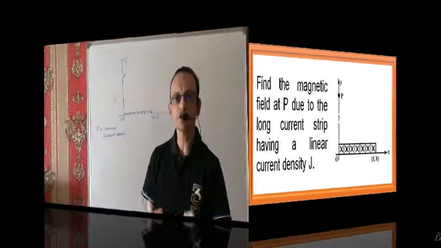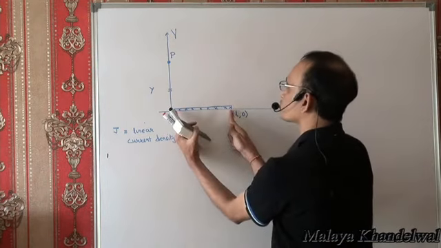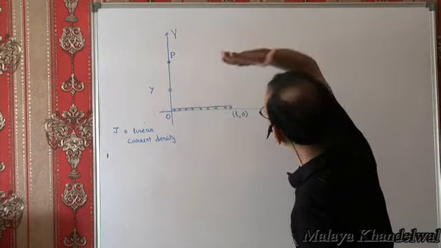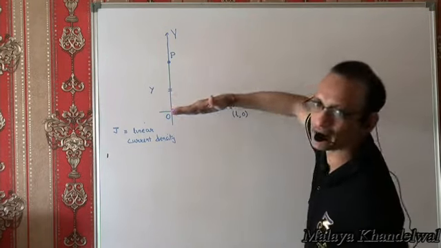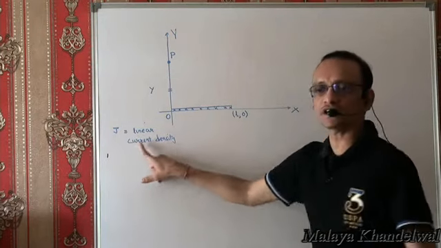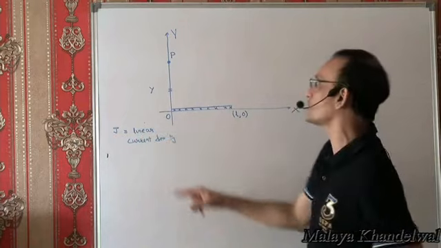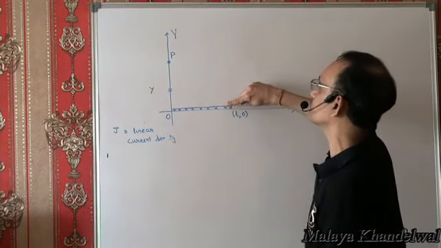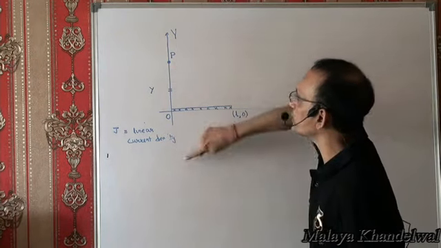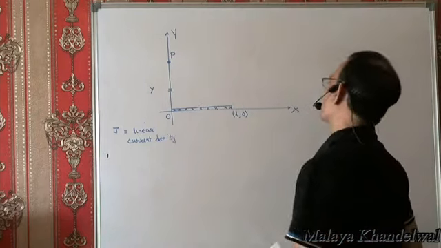That involves computation of magnetic field, magnetic induction. We have a strip of width L and of infinite length going into this plane, carrying a current of linear current density J, current per unit width is J. We want to be able to compute for this geometry the field at a point P on the y-axis, y units from the origin.